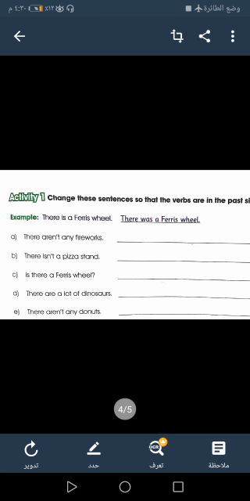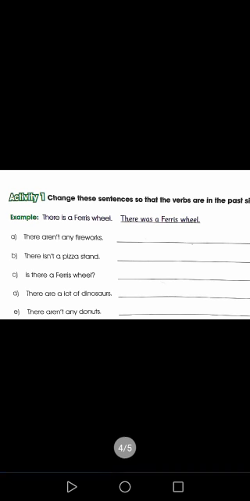The last one, letter E, there aren't any donuts. We will change aren't to, who can answer? Weren't, excellent, guys. There weren't any donuts.